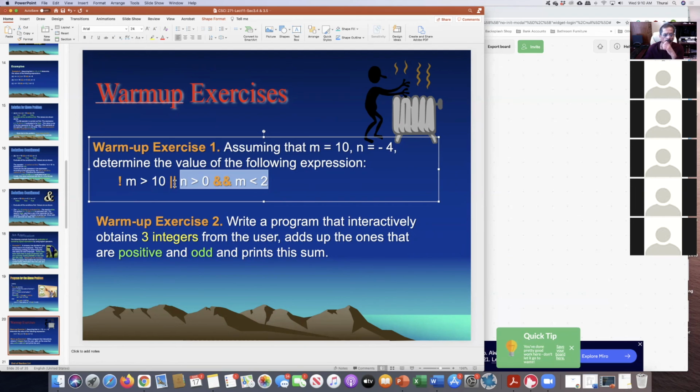Now we go to the OR operator. The right side of the OR operator is false. The left side of the OR operator is true. I'm sorry, m greater than 10 is false, so not that is true. So therefore the whole thing is true. The right side of the OR operator was false, but the left side is true, and therefore the whole thing is true. Okay, I want you to do the warm-up exercise too.